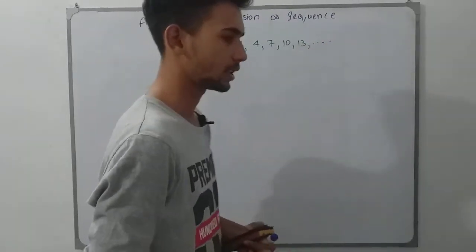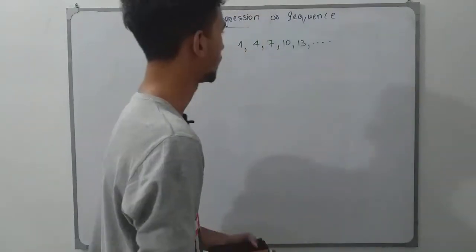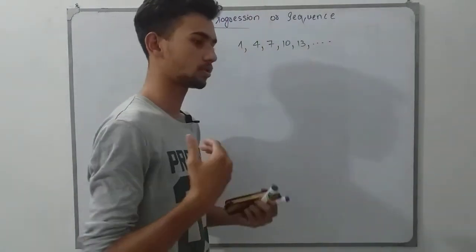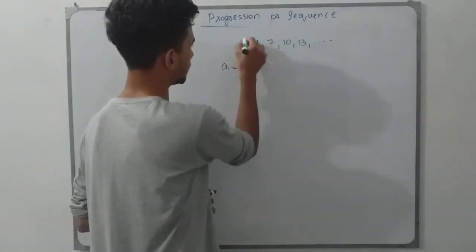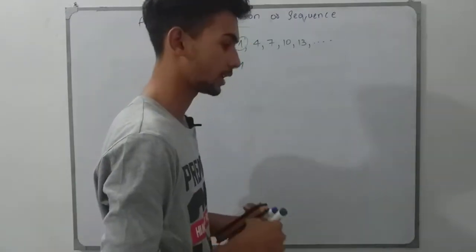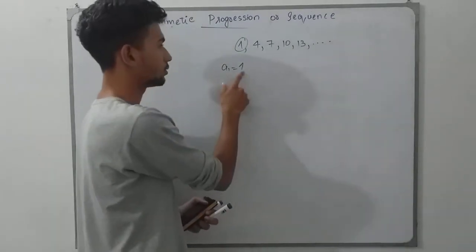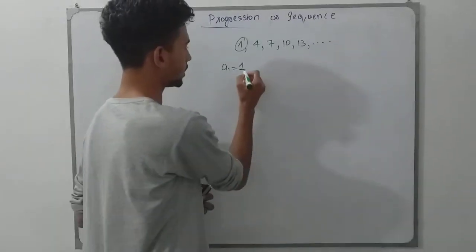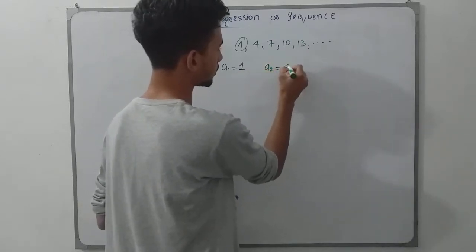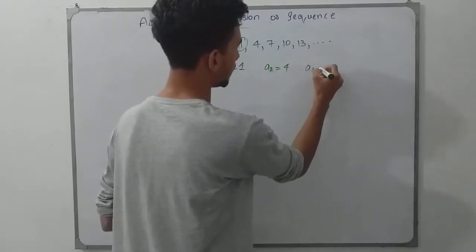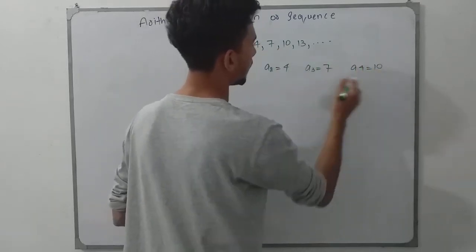Now in arithmetic sequences, we have terms. Actually, all numbers are terms for us, but we are going throughout the terms. Now if I say that this one is my first term and I represent it by writing a1 is equal to 1, it means that my first term is 1, my second term a2 is 4, my third term is a3 which is 7, my fourth term is 10, and so on.